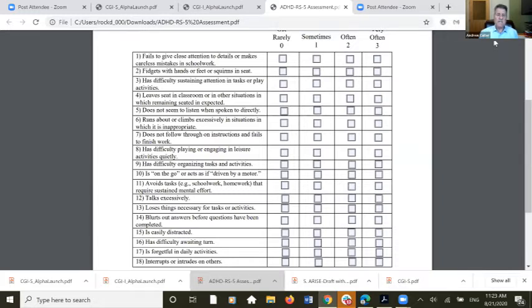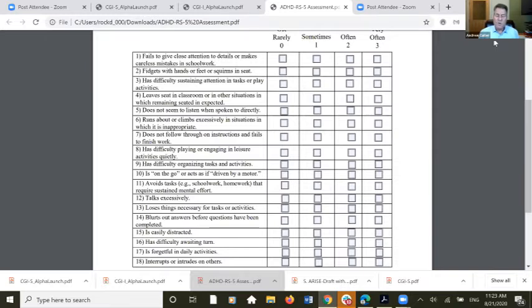Next item is item 10, on the go or act like they're driven by a motor. This is fairly obvious. This is hyperactivity. This is, do they wear you out? Do they wear other kids out? Do they seem like they're always on the go? Is it hard for them to unwind at the end of the day, for instance? Those are all probes that can help you with that one.